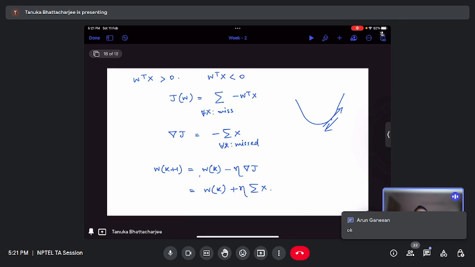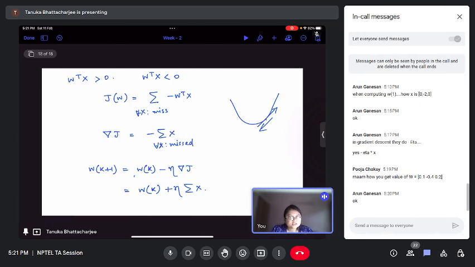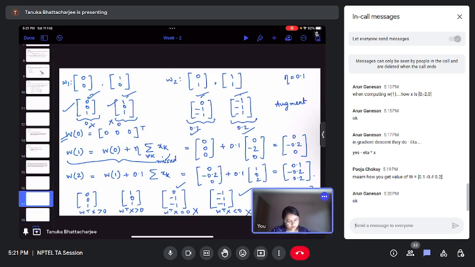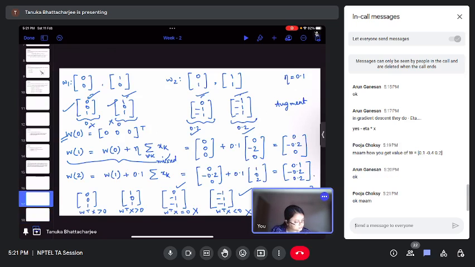That is how you get the plus here. Pooja is asking how you get the value of w.1. So actually, Pooja, you need to do 2 more iterations with this w. So now you have this value after iteration 2: 0.1, minus 0.2, 0.2.